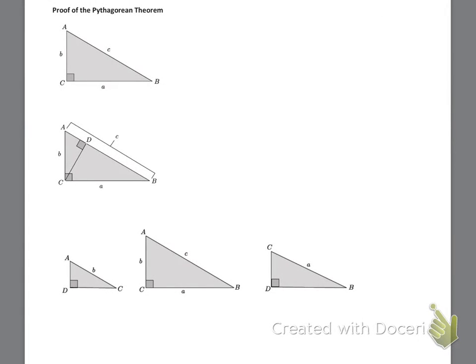Okay, so remember, the Pythagorean theorem gives us a relationship between the sides in a right triangle. If our sides are labeled A, B, and C, with the legs of the right triangle being A and B, and the hypotenuse being C, the relationship between the lengths of the sides would be A squared plus B squared equals C squared.